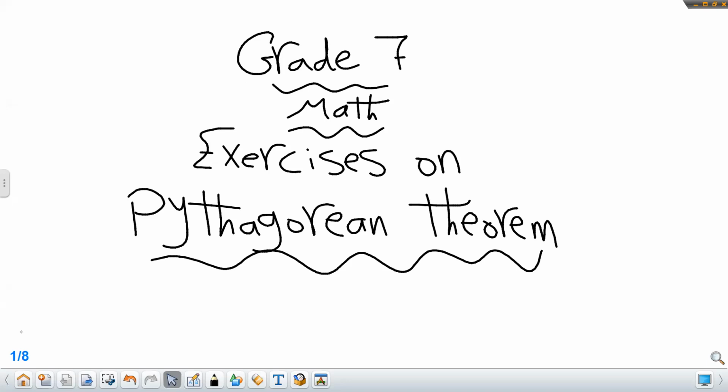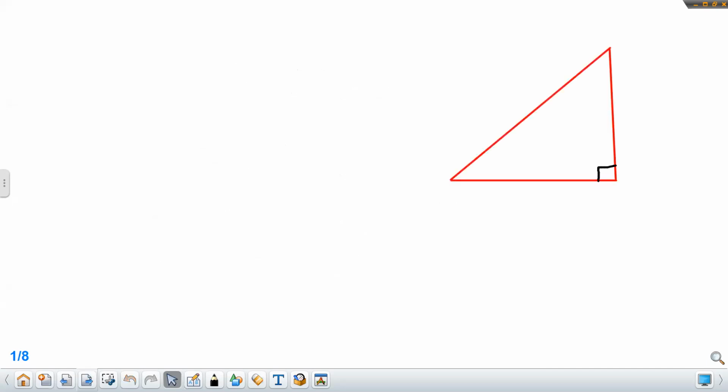Today, inshallah, I will solve some exercises on a lesson you studied before, which is the Pythagorean theorem. But first, remember, what about this theorem? This theorem depends on a right angle triangle, like this figure.